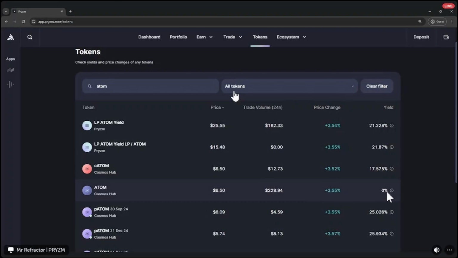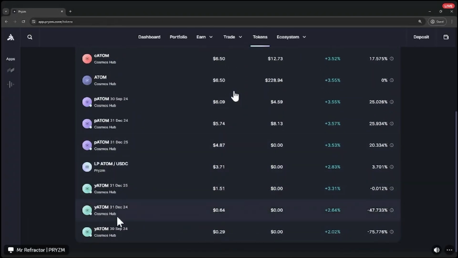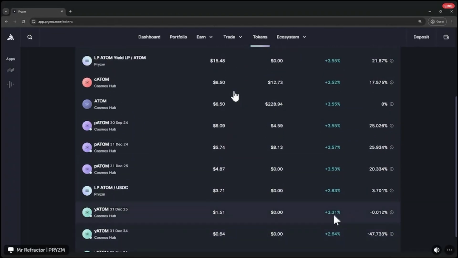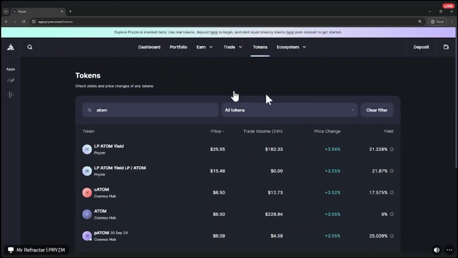But if I held ATOM, I'm earning 0% yield. But if I held the LP atom yield token, I'm earning 21.2% yield, or 21.87% yield if I held the LP atom yield LP token. You can also see how much the pATOMs and yATOMs and so on moved in the last 24 hours, and their respective yields. And so that is the tokens page. So I can see this is doing well, I can see that this has a high yield, so I think I want a part of it.